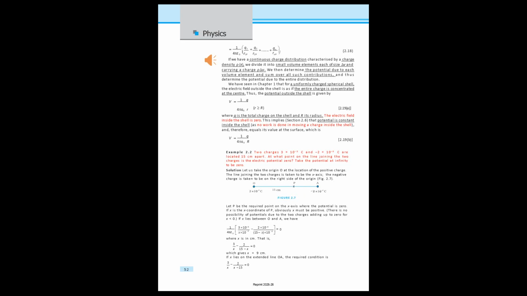We have seen in Chapter 1 that for a uniformly charged spherical shell, the electric field outside the shell is as if the entire charge is concentrated at the center. Thus, the potential outside the shell is given by the equation 2.19a, where Q is the total charge on the shell and R its radius. The electric field inside the shell is 0. This implies that potential is constant inside the shell, as no work is done in moving a charge inside the shell, and, therefore, equals its value at the surface, which is given by the equation 2.19b.